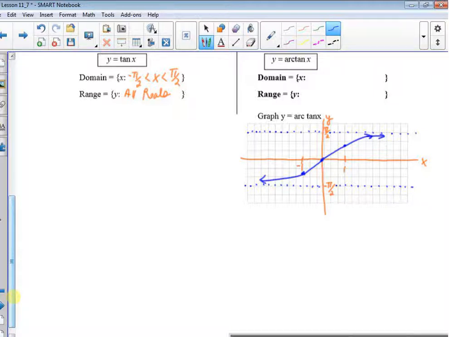So we say the domain is all reals, and the range would be -pi over 2 is less than y is less than pi over 2. So you should see that the range of the inverse is the domain of y equals tan, and vice versa. Okay, next page.